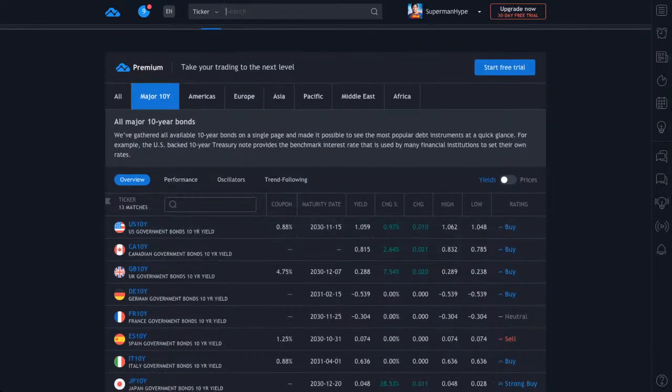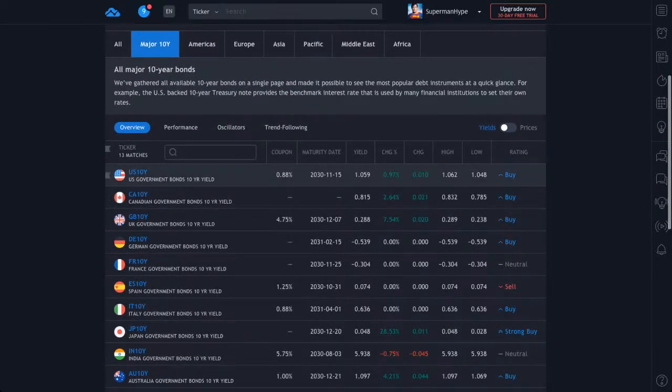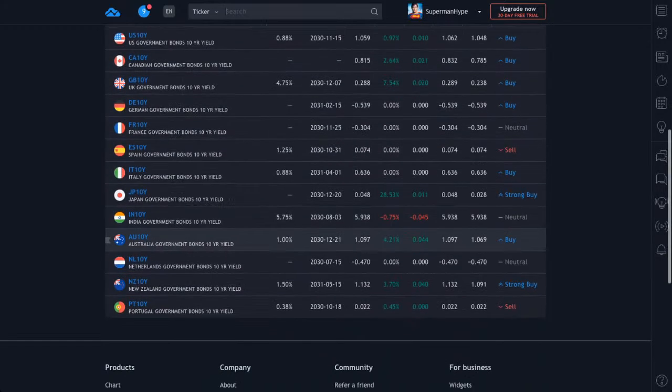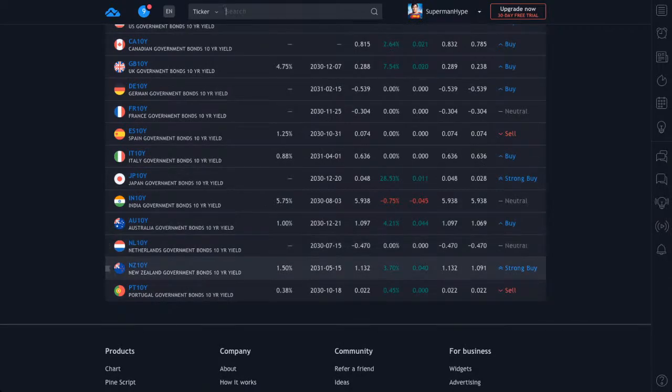We've got all available 10-year bonds on a single page, making it possible to see the most popular debt instruments. A lot of what we've been looking at was currencies, equity, energy, minerals, agriculture. But now we're looking at debt, so 10-year bonds. It's very long term. For example, the US-backed 10-year Treasury note provides the benchmark interest rates that are used by many financial institutions to set their own rates. So this is pretty major. We've got the US 10-year rate, the big one. Obviously we've got other governments: German, UK, Canadian, France, Spain, Italy, Japan, India, Australia, Netherlands, New Zealand, and Portugal.